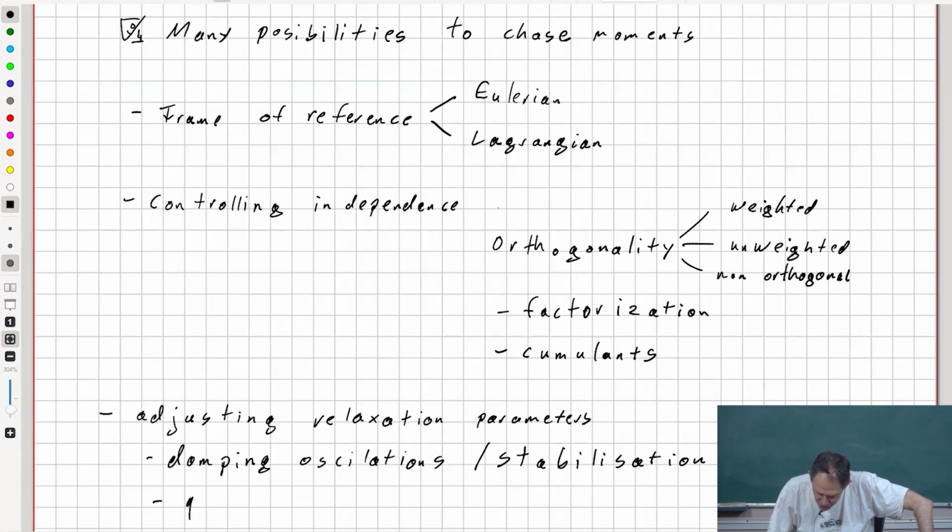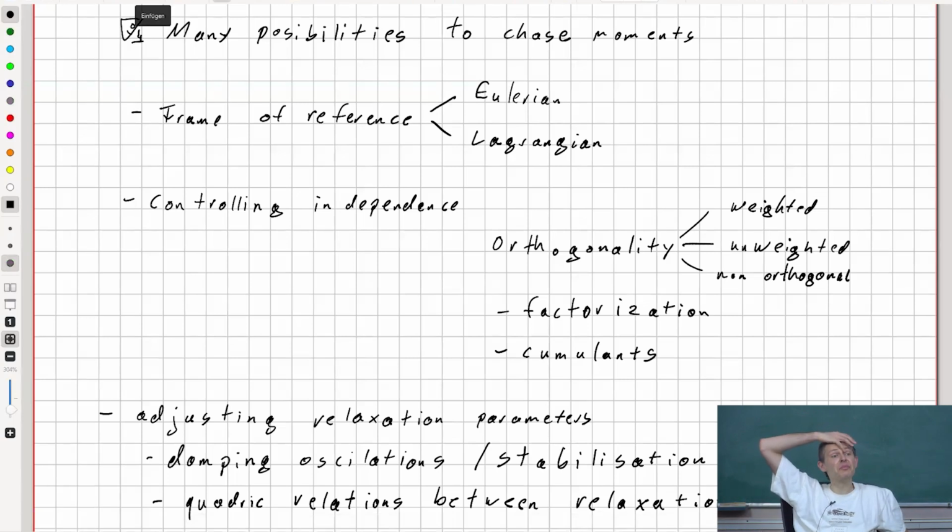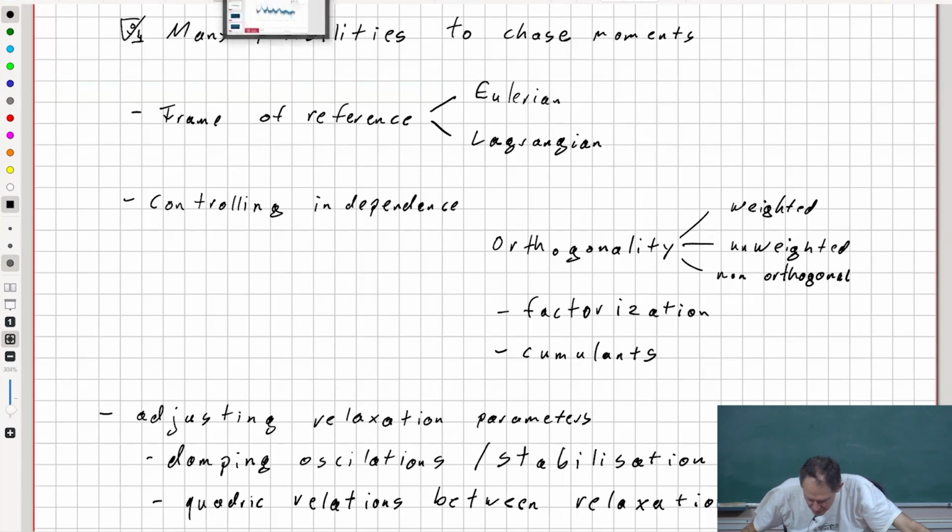But there is something else very interesting, so-called quadratic relations between relaxation rates. Now what on earth is this? A quadratic relation means that by combining relaxation rates in a very particular way, you can make the entire method much more accurate. You can eliminate leading order errors. And this actually is required to go to what we actually want to go to, namely the high fidelity simulations.